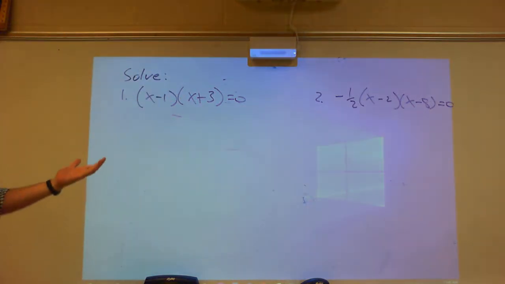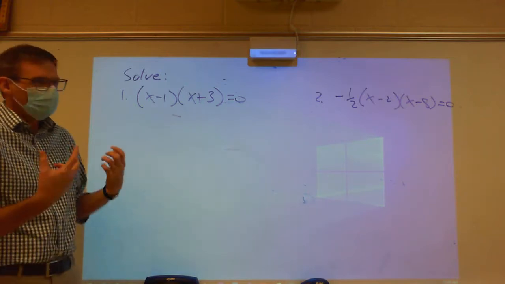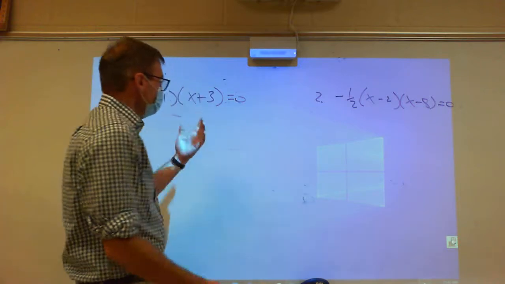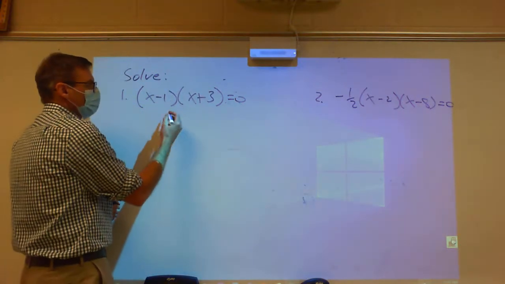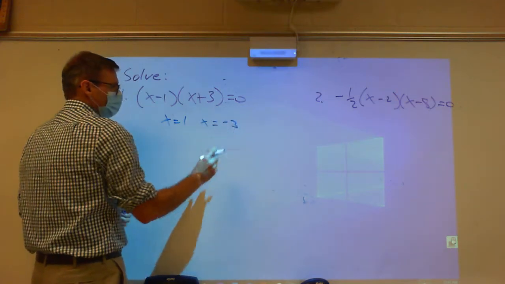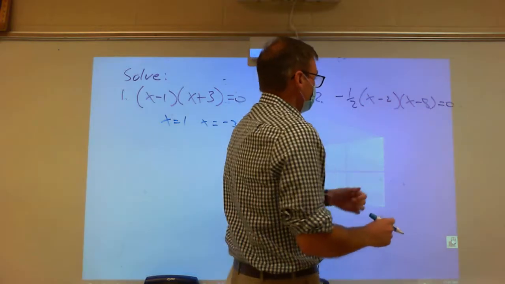All right, so two simple problems, right? All the hard stuff's done. It's already factored. Your job is, solve. And so when you solve, you get x is equal to 1 and x is equal to -3. Okay? Same thing over here.